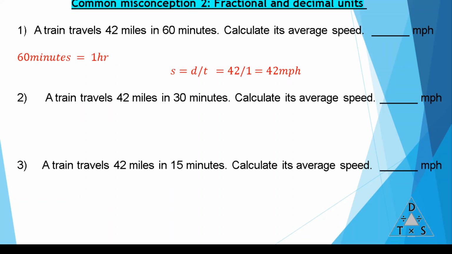Question number 2, 30 minutes. 30 minutes is half an hour, 0.5, so we need to change that to half an hour. And then again, speed is 42 divided by half, which gives you 84 miles per hour. If you remember the starter question, we had question number 6, which was dividing a whole number by a fraction. So 42 apples, divide each into halves, you will get 84 parts of it.